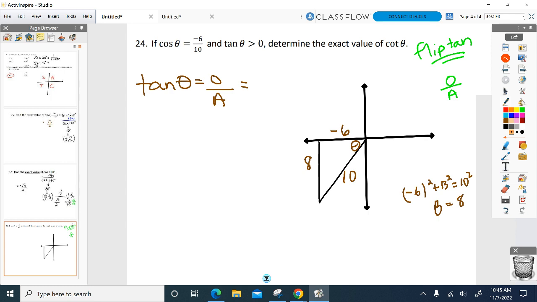Everyone see this 8 here? See how it's going down on the y-axis? So it should be, right? So I get opposite -8 over adjacent -6, which becomes what? Positive 8, 6. And now how do I find cotangent? What's that? Just flip it. So it should be? 6 over 8. There you go.